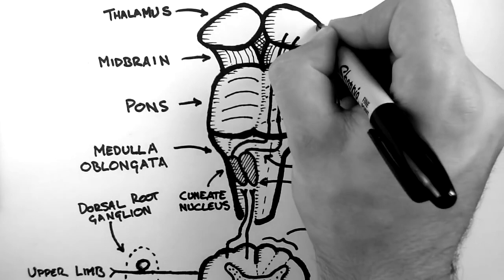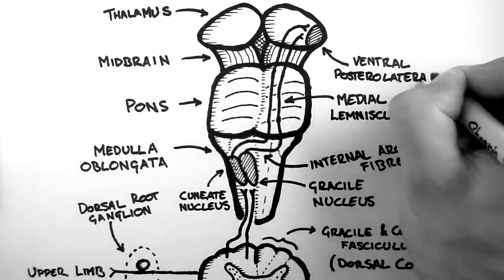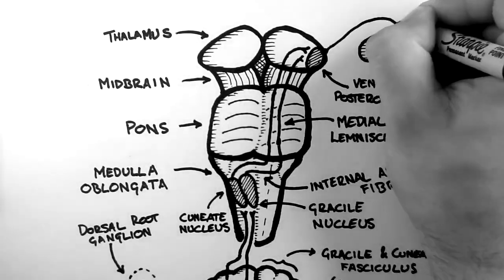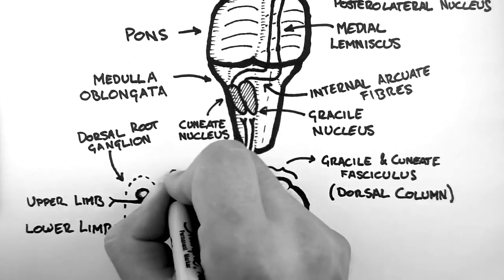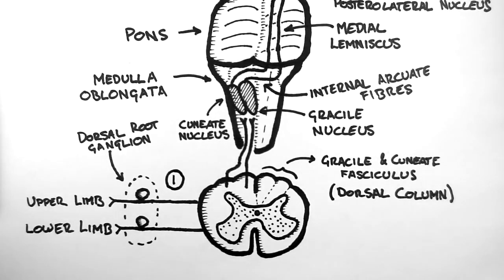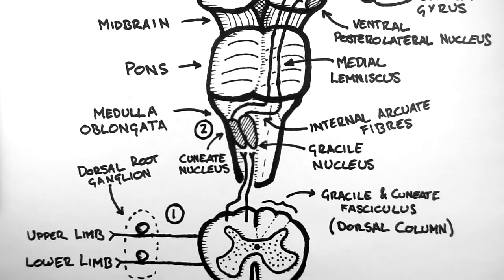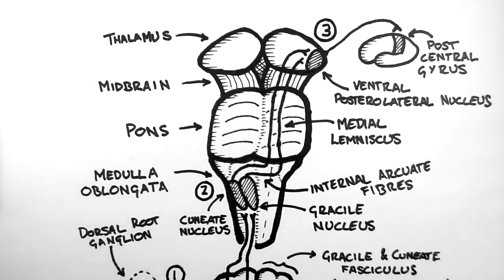Finally, they synapse onto a nucleus in the thalamus, known as the ventral posterolateral nucleus, which in turn sends projections to the postcentral gyrus in the cortex. The postcentral gyrus is the primary sensory area of the brain. So in total, there are 3 neurons in this pathway. The first is in the dorsal root ganglion. The second is in the cuneate or gracile nucleus. And the third is in the ventral posterolateral nucleus of the thalamus.